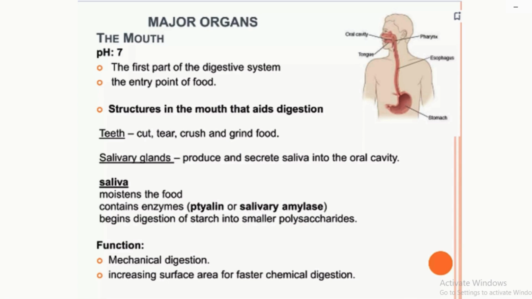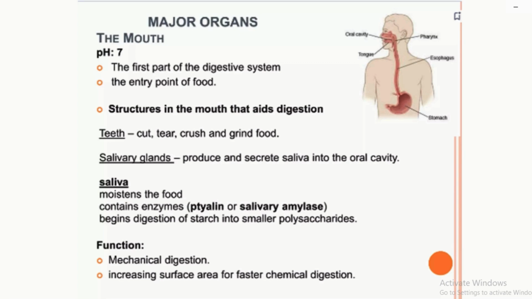The first structures are the teeth. The function of the teeth is to cut, tear, crush and grind the food in our mouth. So the mouth also includes the salivary glands. So how can we define the function of the salivary glands? They basically produce and secrete the saliva into the oral cavity, right? So inside the mouth there is another component which we call the saliva. It basically moistens the food.